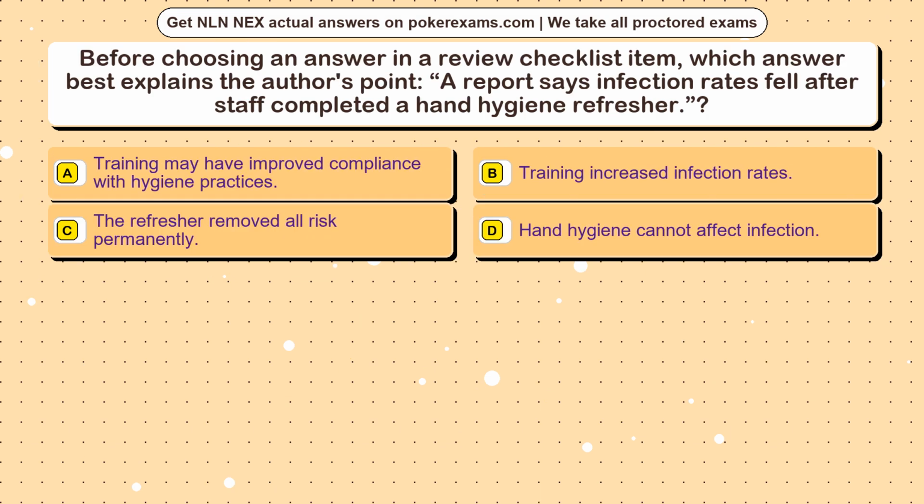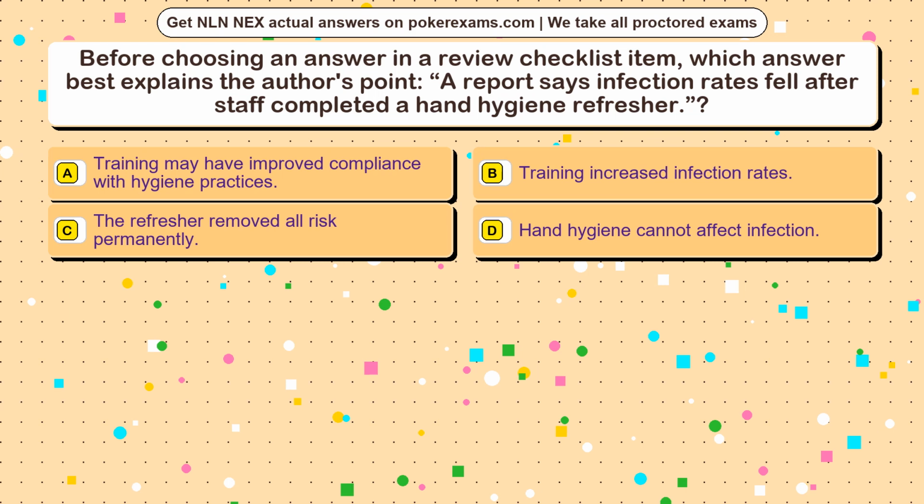Question 9. Before choosing an answer in a review checklist item, which answer best explains the author's point? A report says infection rates fell after staff completed a hand hygiene refresher. Option A. Training may have improved compliance with hygiene practices. Option B. Training increased infection rates. Option C. The refresher removed all risk permanently. Option D. Hand hygiene cannot affect infection.